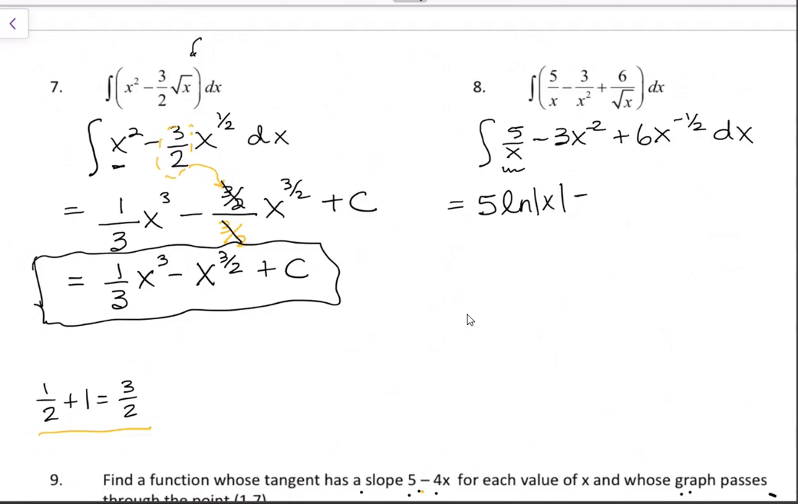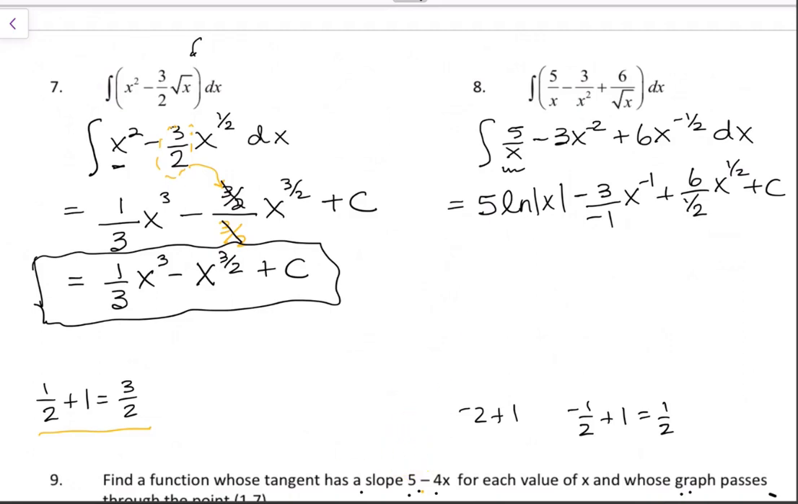So on the second term, it's going to be coefficient over exponent plus 1. So remember, negative 2 plus 1 would be negative 1, x to the negative 1, plus coefficient over exponent plus 1. So negative 1/2 plus 1 would be positive 1/2. And that would also be my new power. And then my plus c.